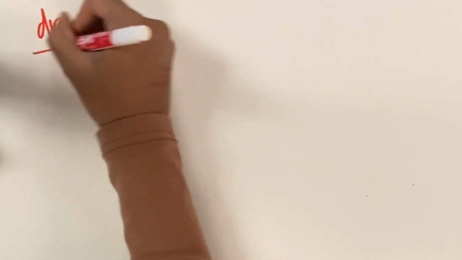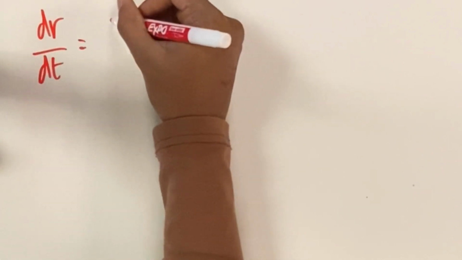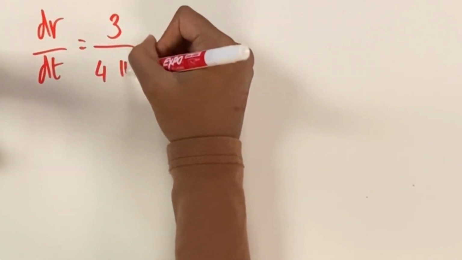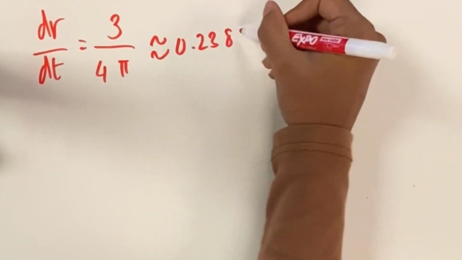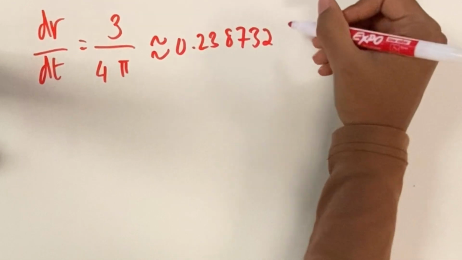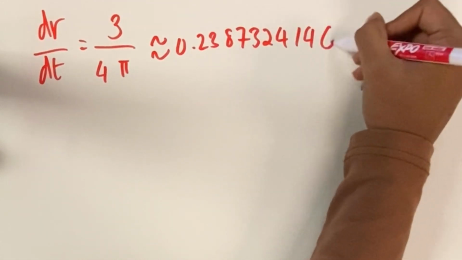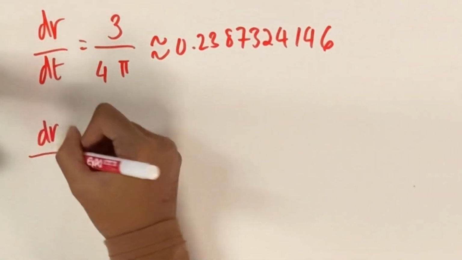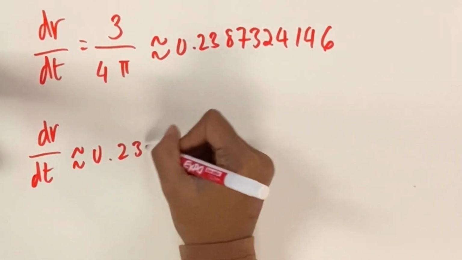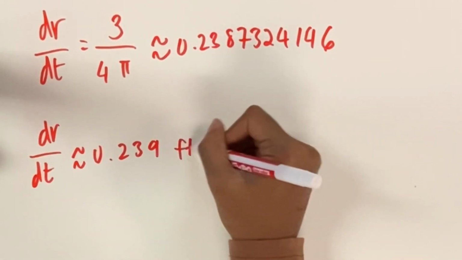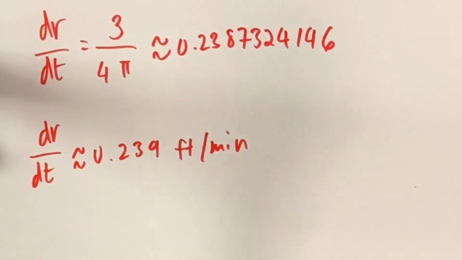over 4 pi. Because we must give our answer in decimal form, we can simplify 3 over 4 pi into 0.2387324146. We must then round our answer to 3 decimal places, so dr/dt now equals 0.239 feet per minute. Therefore, the radius is increasing at a rate of 0.239 feet per minute when the radius equals 3.